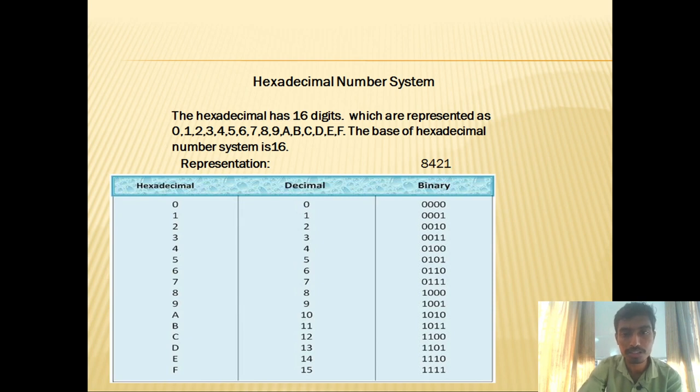0 will be represented as, in the formula, there will be no 1s, so the binary number will be 0, 0, 0, 0. 1 will be represented as 0, 0, 0, 1. In the formula our 1 will be there, so 1 will be put as a 1. 2 will be in the formula, so put 0, 0, 1, 0. 2 will be represented as 0, 0, 1, 0.